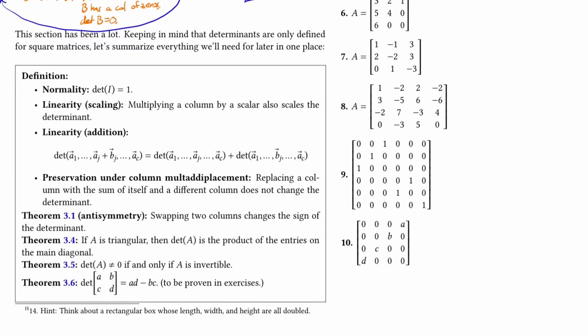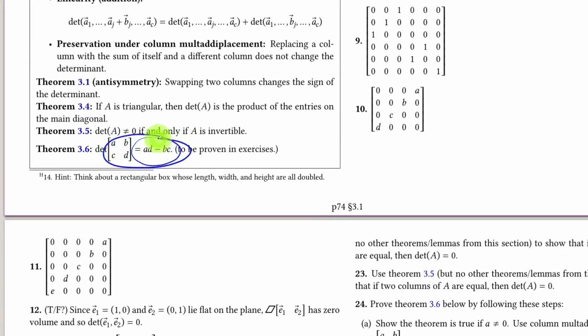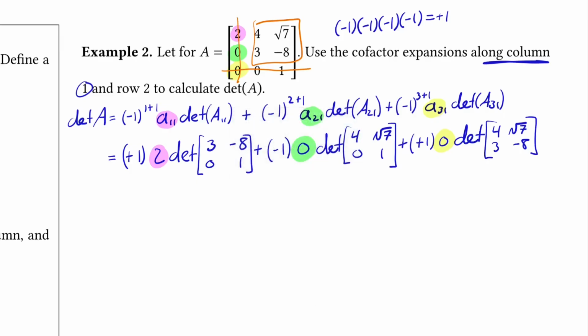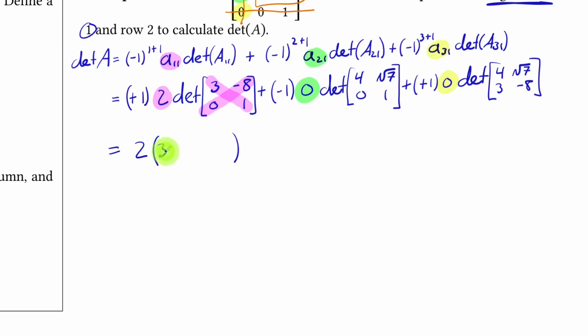over here. You proved it in the homework. It's that AD minus BC thing. So this is going to be 3 times 1 minus 0 times negative 8. Like so. And here we have minus 1 times 0. And we're going to do the same thing. AD minus BC.